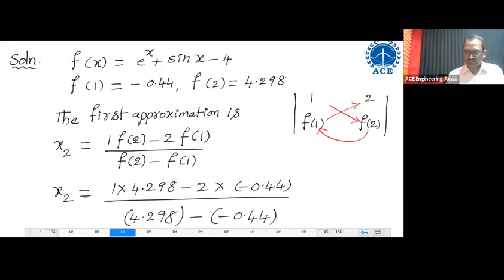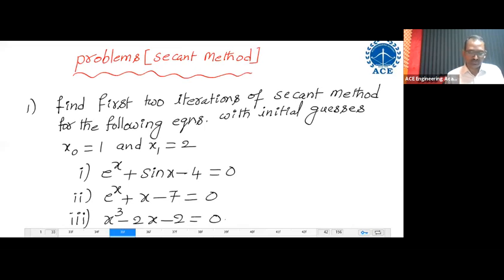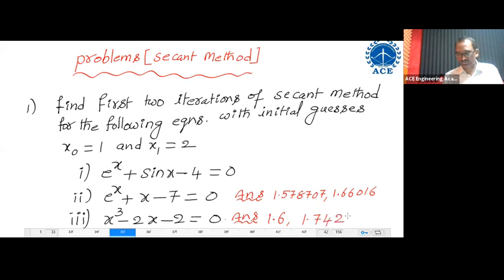Now, in a similar manner, you can do the next two problems also. I am giving you the answers here. The second problem answers are 1.578707 and 1.66016. Next, 1.6 and 1.742268. Each and every step is similar to the previous problem model. Try yourself.